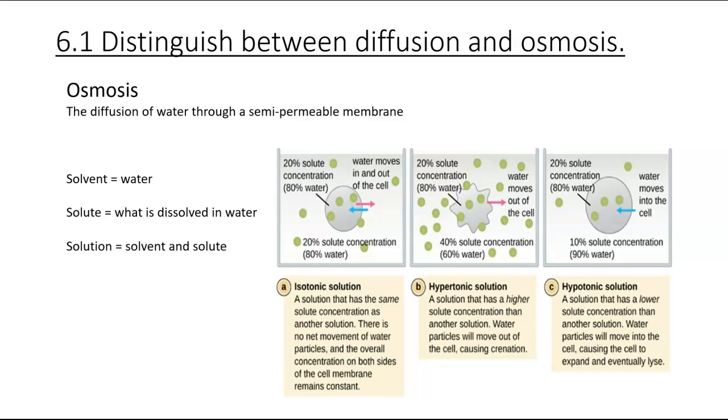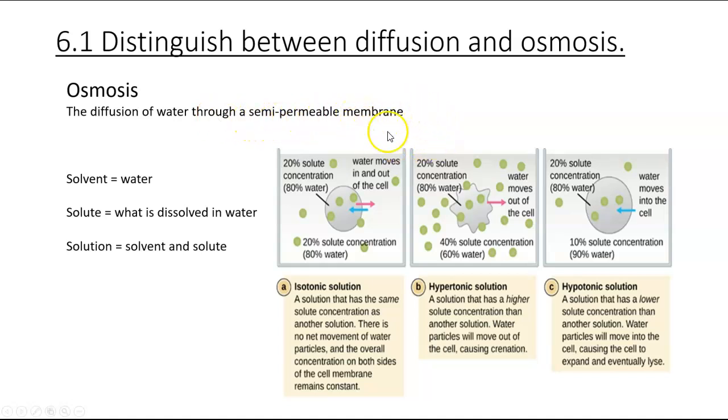Osmosis is a special kind of diffusion. Here it says osmosis is the diffusion of water. So let's remind ourselves of that definition: the movement of water from high concentration to low. That's one thing to notice about osmosis. We're only talking about the movement of water through a semi-permeable membrane.